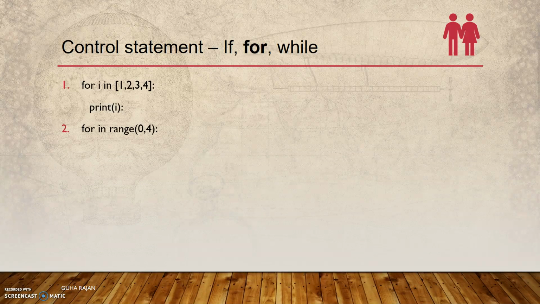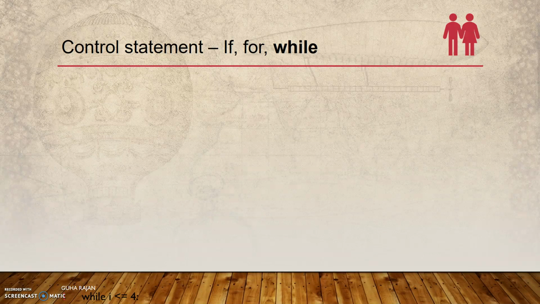Otherwise, you can use a range function, from 0 to 4, that is the range, and print i. But there is a difference between these two. Range will only go up to the preceding number, meaning if it is 4, in this case it will go only up to 3.